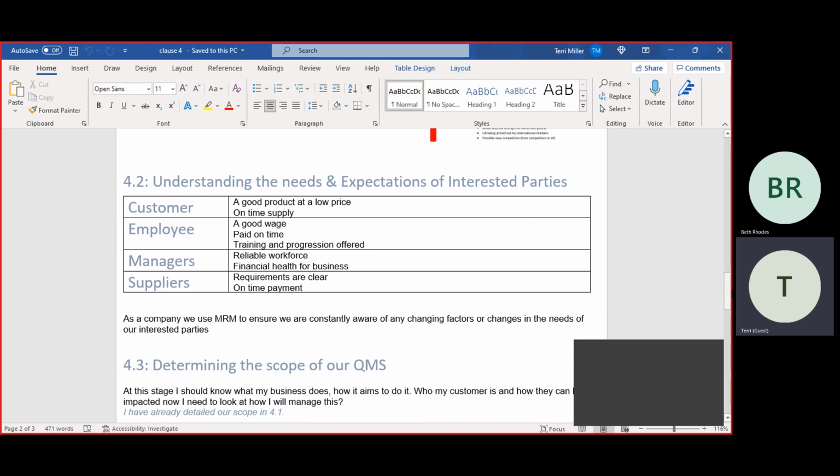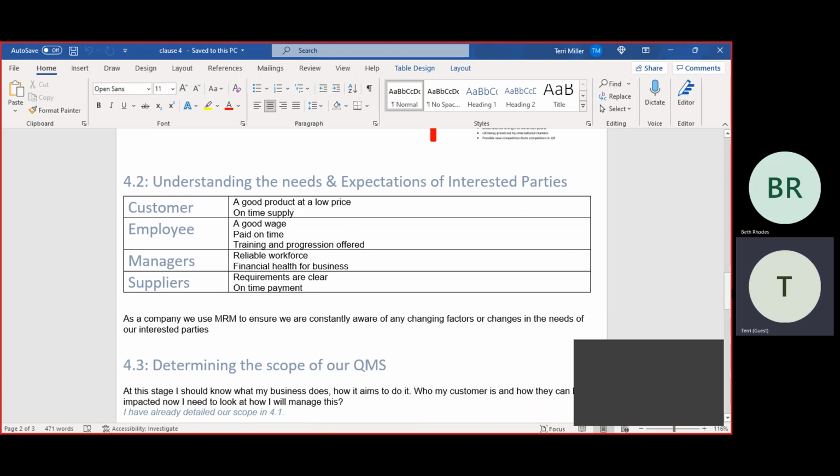So for me, a customer is an external party, and they want a good product at a low price. They also want me to supply it on time. If I can't give them what they want when they want it, what is the point when there's so much competition there? So that has to be a priority, and I need to understand that.